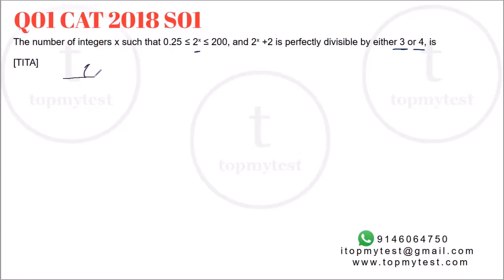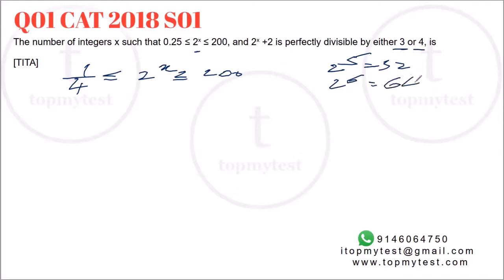0.25 is 1/4. Now, since x is an integer, we are looking at powers of 2. Now we know 2 to the power 5 is 32, 2 to the power 6 is 64, 2 to the power 7 is 128. So 2 to the power 8 will be higher than that. So if I take log to the base 2, the lower bound will be minus 2, since 2 to the power minus 2 is 1/4. So minus 2 is less than or equal to x, which is less than or equal to 7. So x lies between minus 2 and 7, both inclusive.